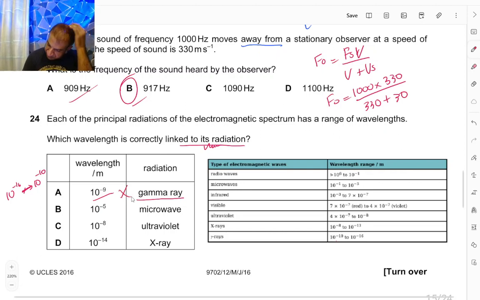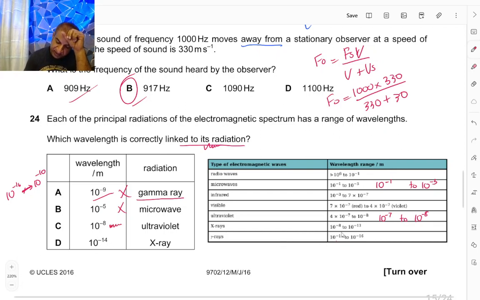Let's see about the microwave. Microwave has the range between 10 raised to power minus 1 to 10 raised to power minus 3. So that means this is less negative. And we happen to have a value of minus 5, which is actually way smaller. So this cannot be microwave. But what about the UV? Ultraviolet is actually 10 raised to power minus 7 to 10 raised to power minus 8. So this does match, but barely.